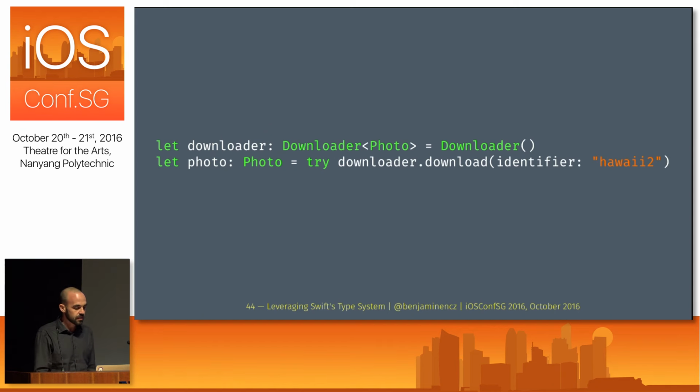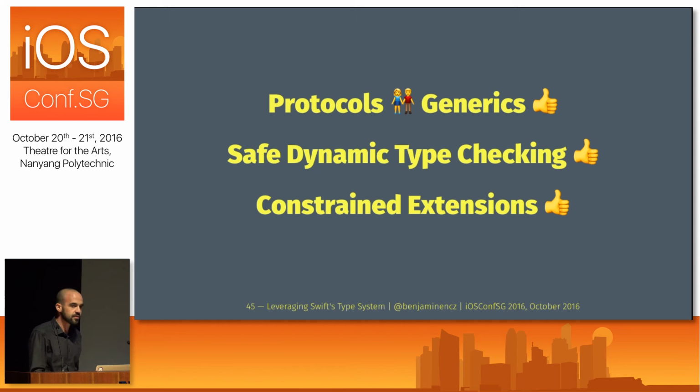And if we tie all of this together, then we get a simple expression like this, where we have a downloader that is generic over photo. And when we call download on this type, and we say we want a return type of photo, then we invoke the right method. The downloader will look up the endpoint of the photo, will decode the type, and then return it. So all of this is based on protocols and generics. And the two other concepts that I showed you are safe dynamic type checking, so looking at whether a type conforms to a certain protocol, and then branching off the code and behaving slightly differently, or constrained extensions to actually provide a totally different interface for certain types that conform to a protocol.